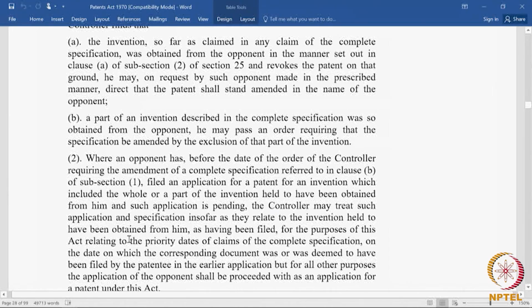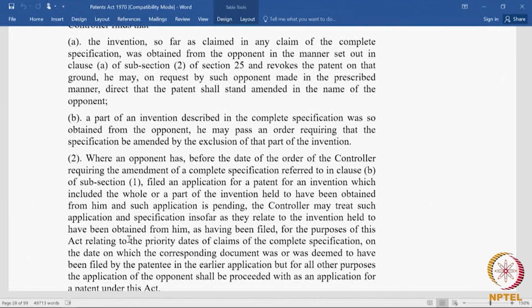1b, if a part of the invention described in the complete specification was so obtained by the opponent, he may pass an order requiring that the specification be amended to the exclusion of that part of the invention. As I said, if the allegation of the invention being wrongfully obtained pertains to only one claim or a few claims, then the controller will strike off, revoke those claims, because those claims alone cannot be transferred, and allow the patent to continue.